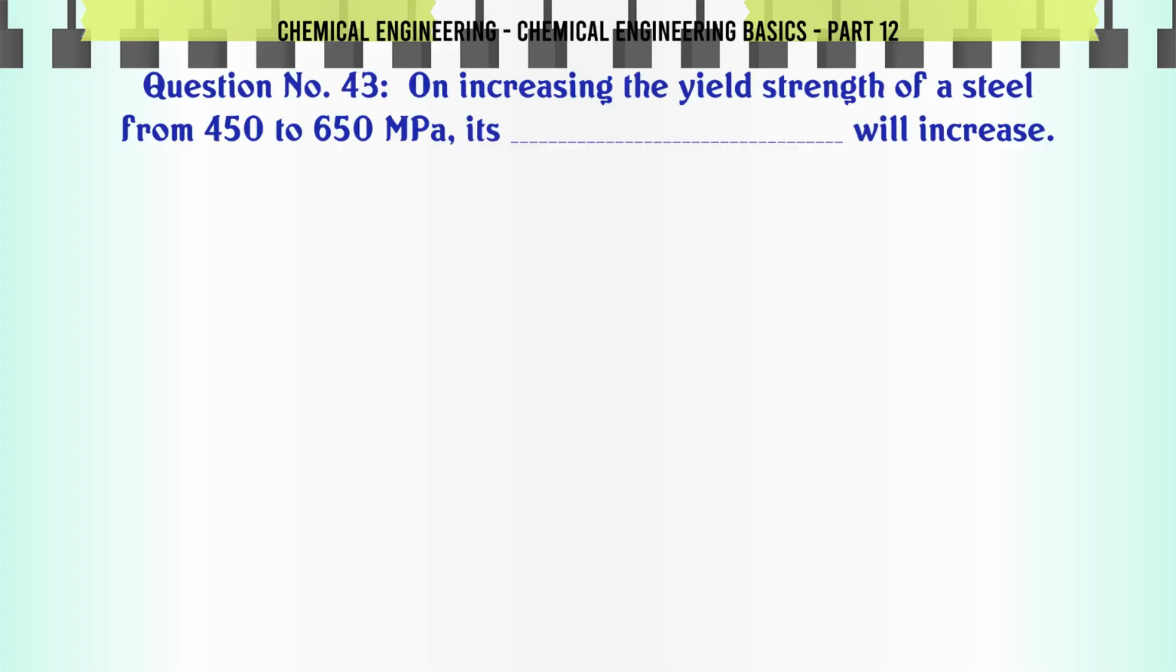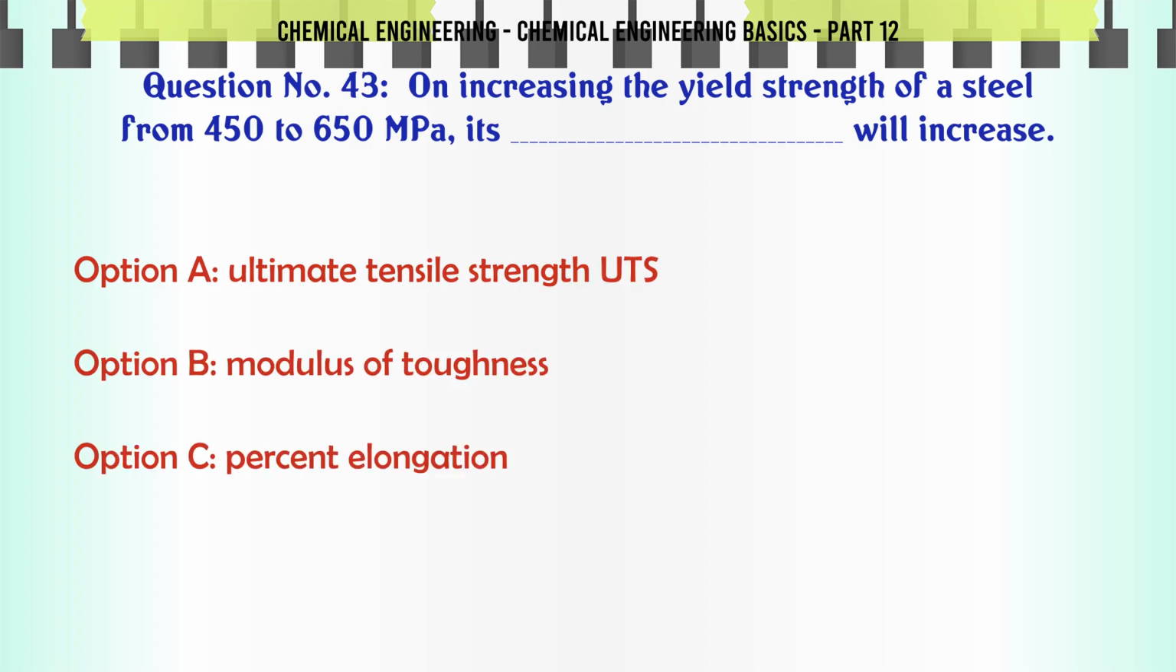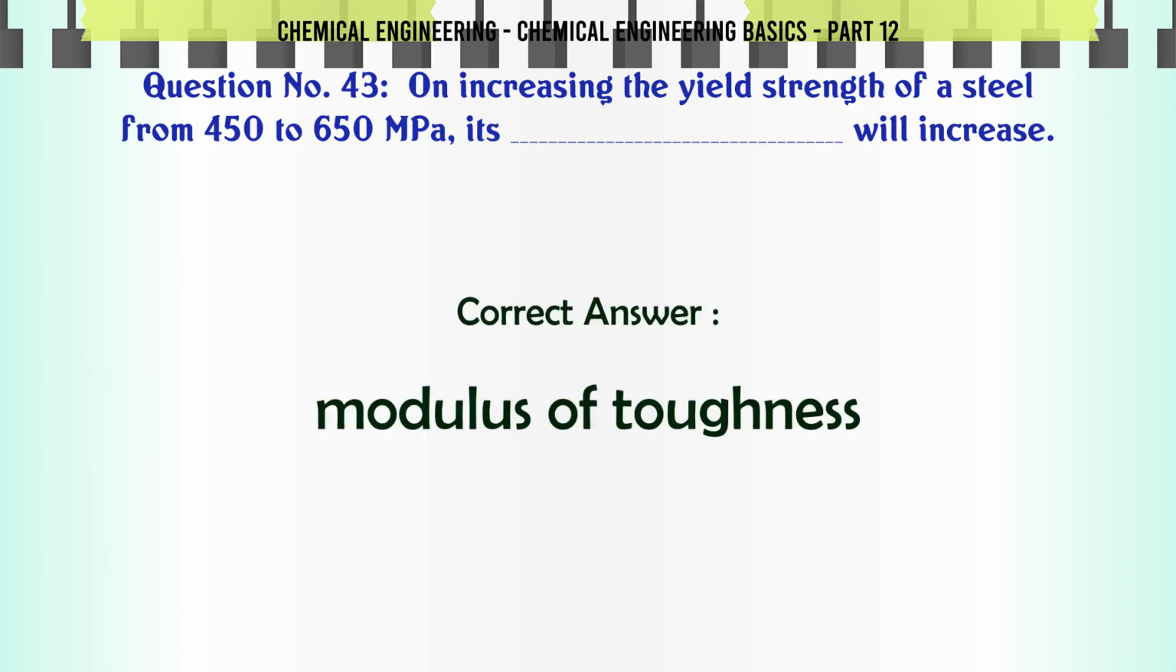On increasing the yield strength of a steel from 450 to 650 MPa, it will increase A. ultimate tensile strength UTS, B. modulus of toughness, C. percent elongation, D. modulus of resilience. The correct answer is modulus of toughness.